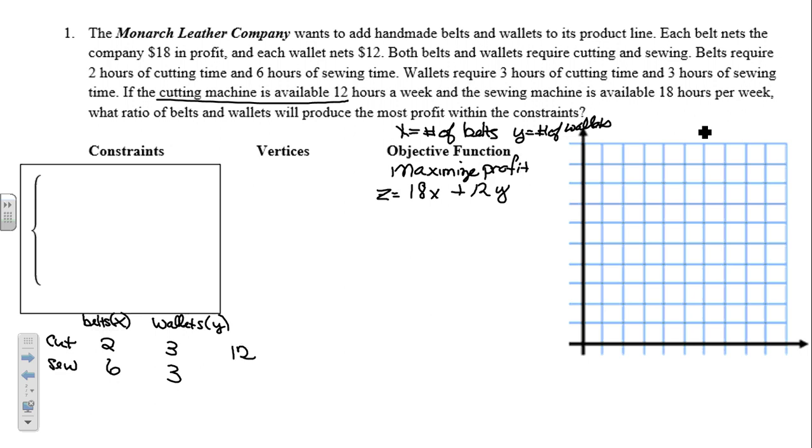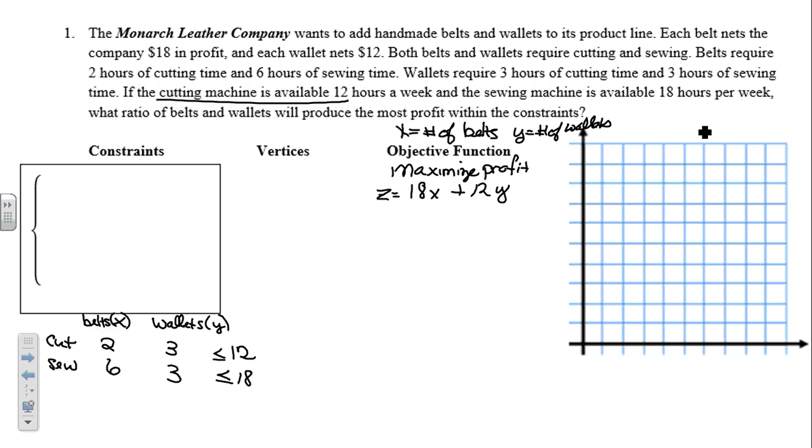Okay, so can it be less than or greater than 12? Less than. We don't get any more time, right? That's the most we get. Okay, so less than or equal to 12. We can have exactly 12 hours, right? But nothing more. And what about sewing time? 18. The max we get to use that sewing machine is 18 hours. And suddenly, if you make your table, the equations write themselves, don't they?